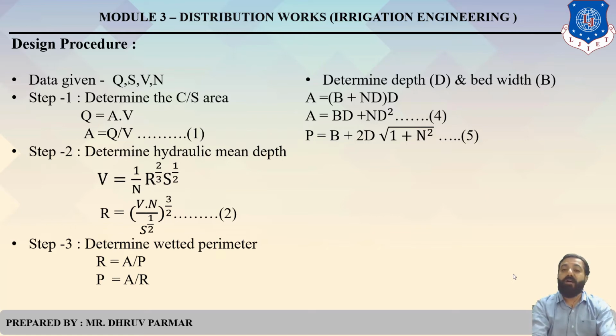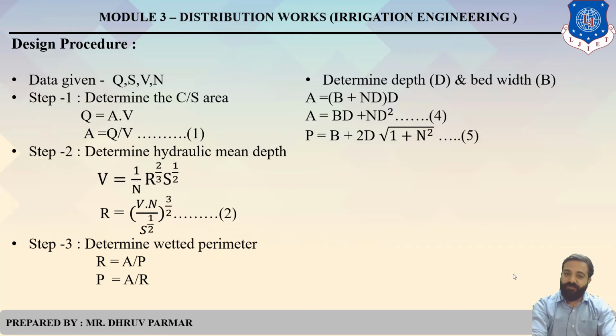So what is the formula for the trapezoidal section? In this chapter, or in this module, we always consider the trapezoidal section. Clear? Depth equals D, bed width equals B. So what is the formula? A equals B D plus N D square. Otherwise, you can take D common, then D into bracket B plus N D. So the formula is A equals B D plus N D square.